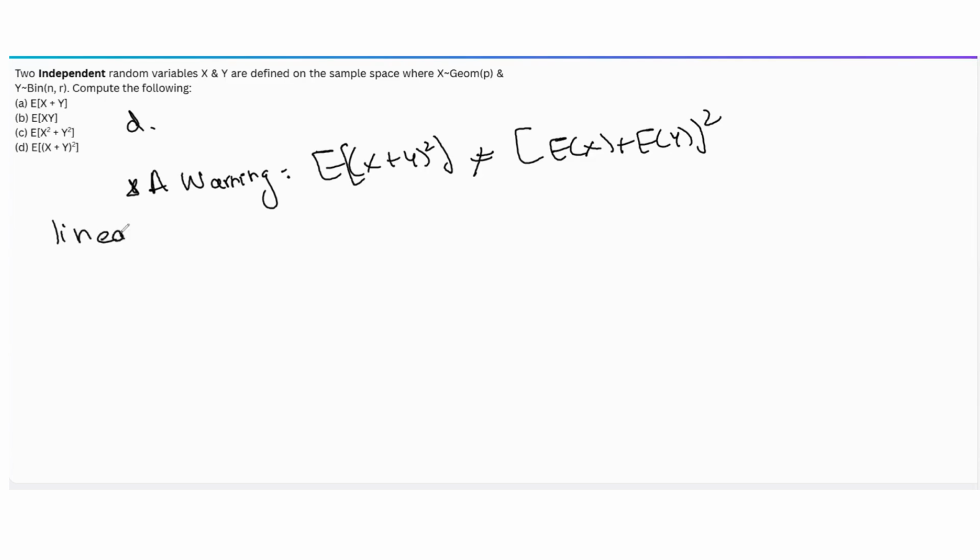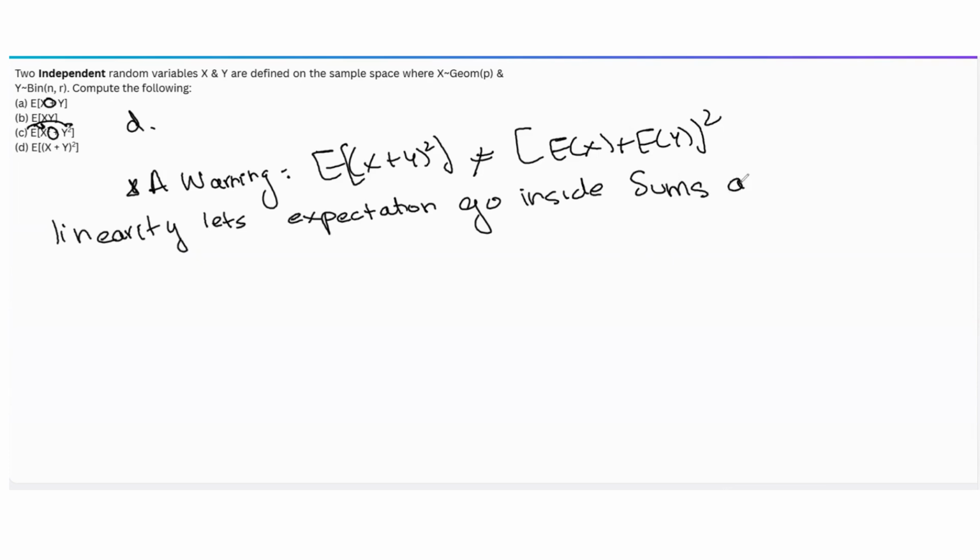The main property is that expectation is a linear operator, and linearity lets expectation go inside sums. Like in part A, we could write the expected value of x plus y as the expected value of x plus the expected value of y. In part C, we could write the expected value of x squared plus y squared as the expected value of x squared plus the expected value of y squared. So it can go inside sums, and scalar multiples can come out.